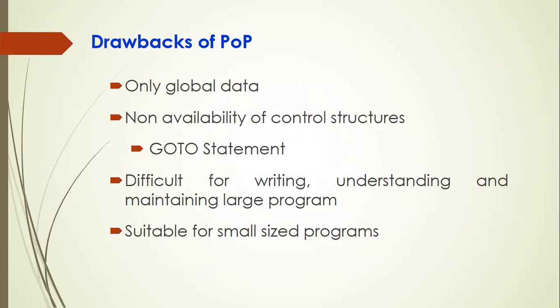Since the entire program is written as one single unit, all the data used in the program are considered as global data. We know that there are two types of data, local data and global data. The data which are specific to a particular function, we call local data, and the data which can be used by all functions, we call global data. For global data, there is no security, because at any point of the program, the value of the global data can change. So it's difficult to keep track of changes to global data. This is the first drawback of a procedure-oriented language.